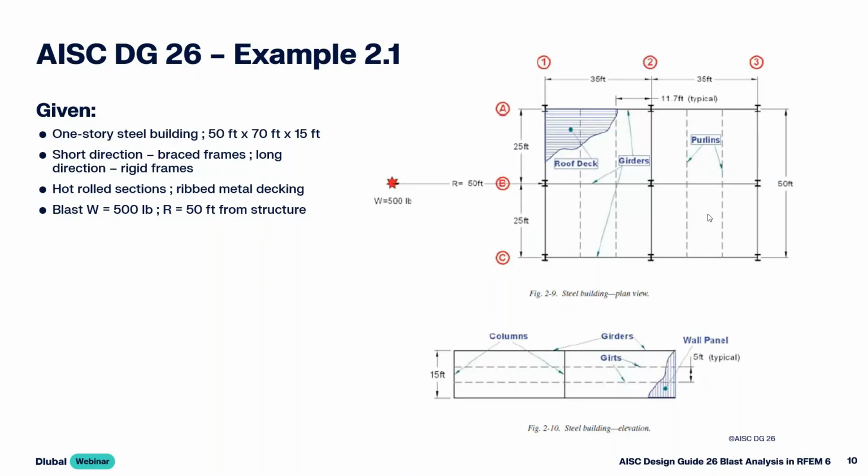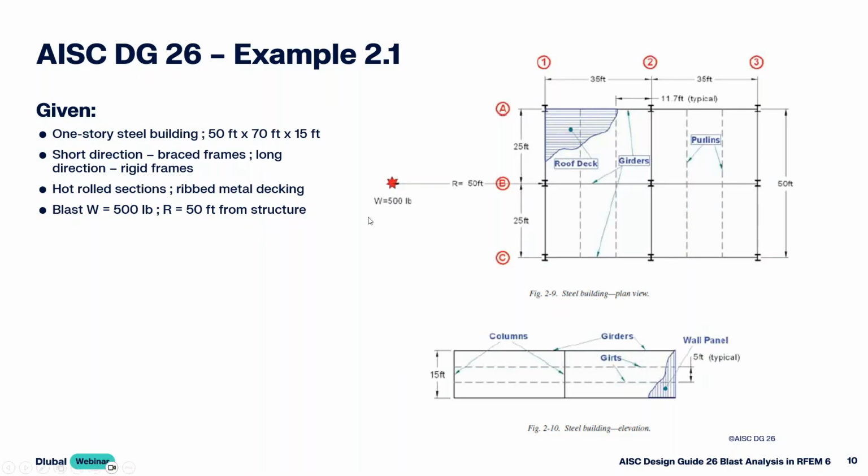Given in this example problem, we have a one-story steel structure. It's 50 feet in the short direction, 70 feet in the long, and 15 feet in height. I did take a simple screenshot here directly from the design guide, a nice plan view, and then we also have an elevation view. Now, in the short direction, we have braced frames, and in the long direction, we have rigid or moment frames. All of the cross sections used should be hot rolled cross sections. And then for our roof deck and our wall panel, we will set these as ribbed metal decking.